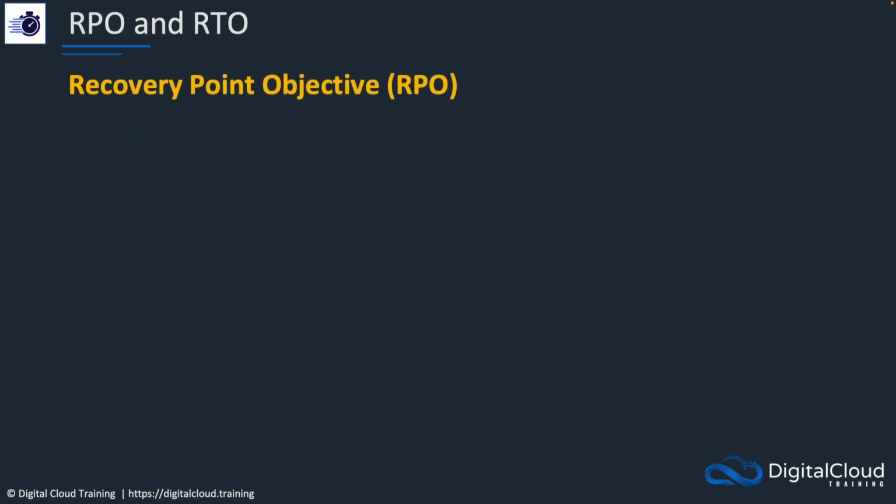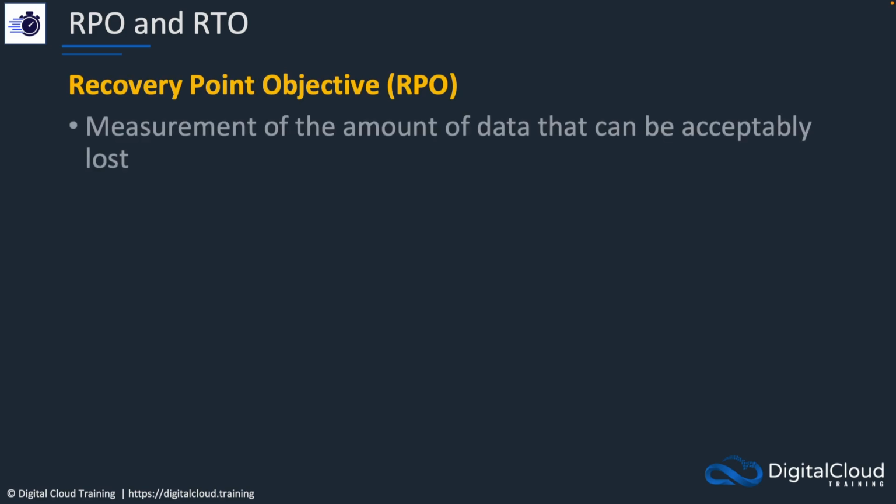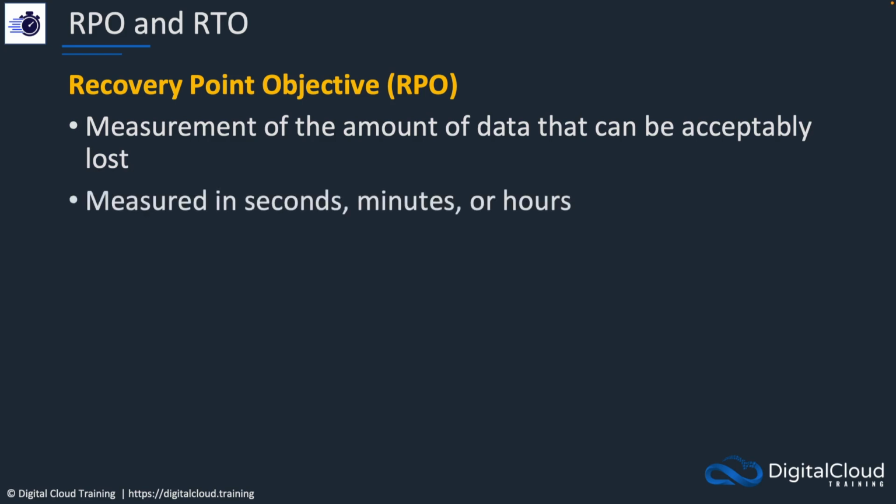So firstly, let's look at the recovery point objective. Now this is the measurement of the amount of data that can be acceptably lost. Of course, normally most people don't want to lose any data, but there's always a cost associated with your systems such that if you want to reduce the amount of data loss to the smallest possible or to zero, then that's going to cost you more money than if you say, well, I'm okay with losing 60 minutes or 24 hours worth of data. So different price points. Now it's measured in seconds, minutes, or hours.